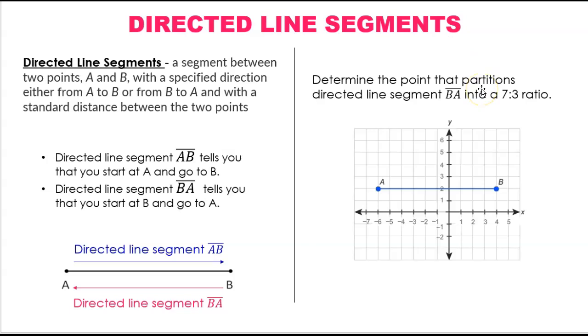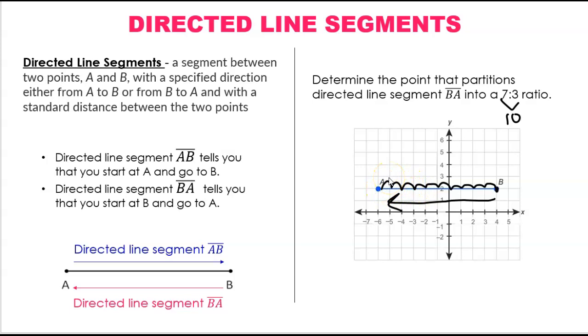Now, an example of these directed line segments is this guy here. It says, determine the point that partitions the directed line segment B to A into a 7:3 ratio. Okay, so B to A, notice B to A. So we are starting at point B and we are going towards A. And we want to break it up or partition it where it's 7 to 3. So 7 parts to 3 parts, which would make a total of 10 full parts. So you can see that when we go from B to A, it is 1, 2, 3, 4, 5, 6, 7, 8, 9, 10 full units.